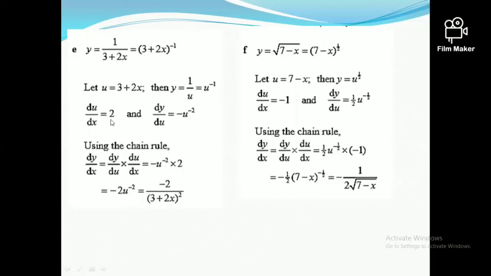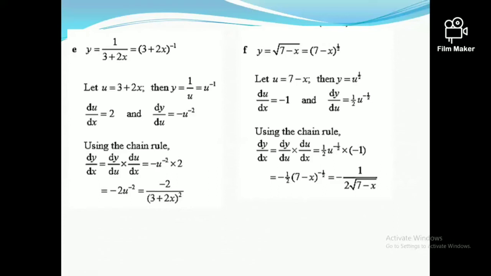du by dx is 2. Then this is minus 2 u to the power minus 2, you can write 1 over u to the power 2. What is u? 3 plus 2x. This turns up to 3 plus 2x to the power 2. So if I repeat it, you can write this is minus 2 over u to the power 2, by the denominator because this is a negative power. u is 3 plus 2x to the power 2, right? Then let's come up with question number F.